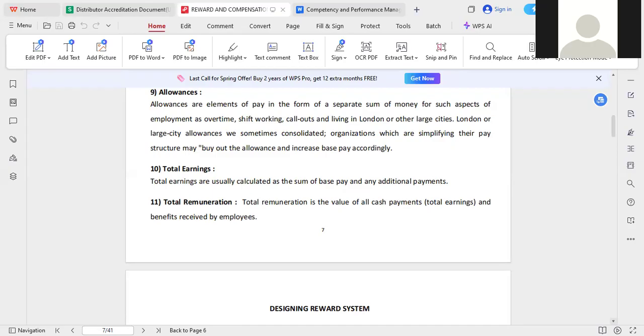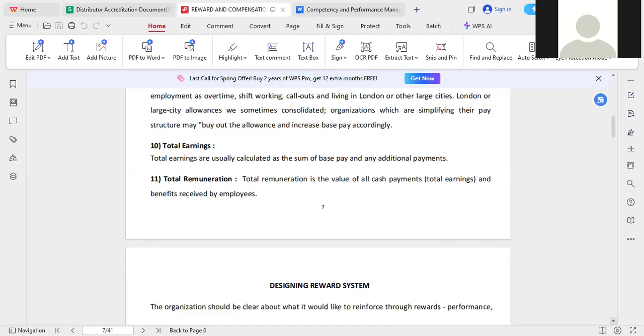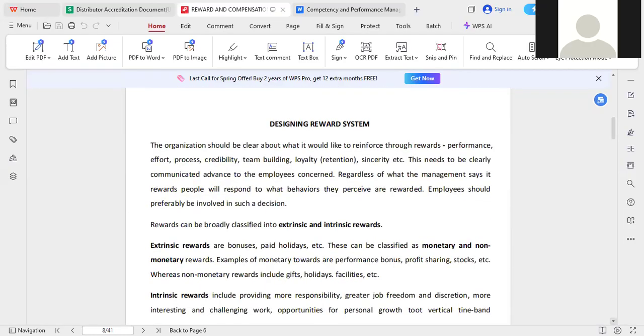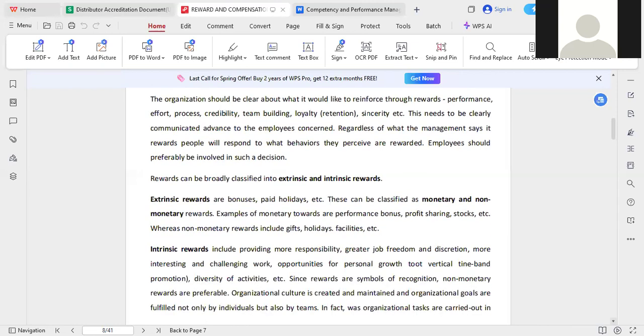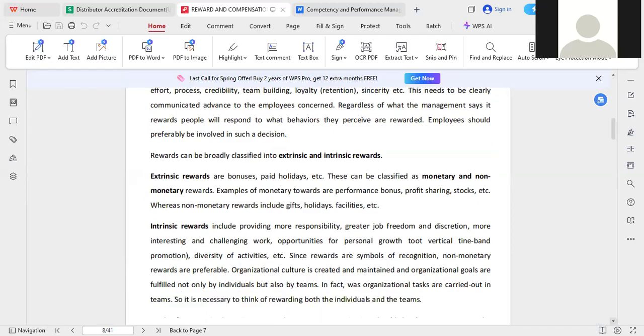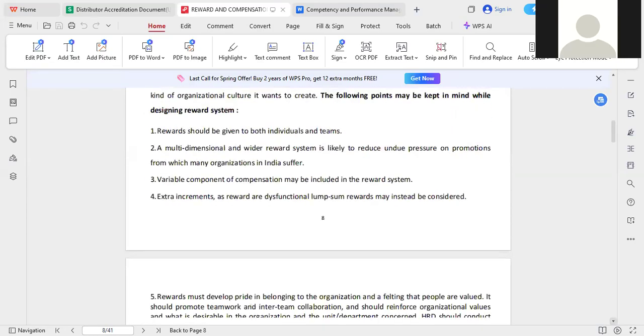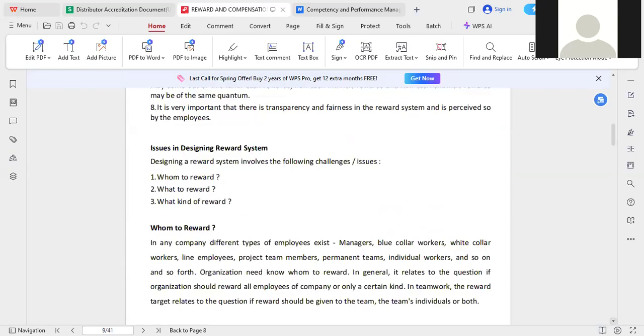We said total earnings are usually calculated as the sum of base pay and additional payments. So when you get your base pay plus any other benefits that you may get, all of that adds up to what is called total earnings. So let us look at designing a reward system. We said in designing a reward system, you consider extrinsic rewards and intrinsic rewards. I'm just doing a quick review.